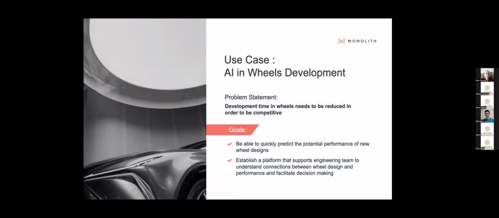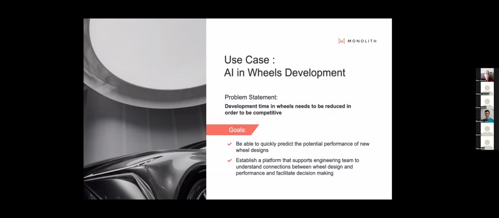So to talk a bit more about a specific use case, as I mentioned, we work a lot with automotive companies, and one of the big problem statements for them is about developing products in as quick a time as possible. And so for them, what they would really like to achieve is being able to predict potential performance of, for example, a new wheel design very quickly, and have a platform that supports their team in understanding the connections between those designs and the performance to facilitate decision-making.